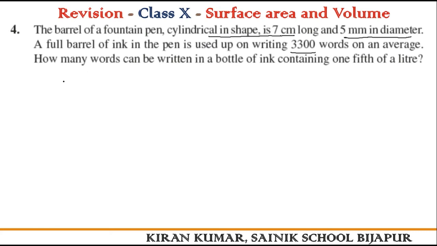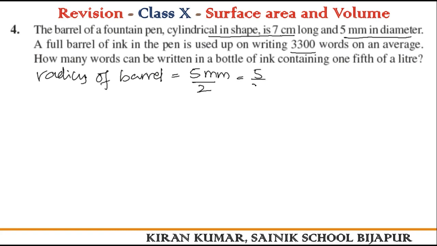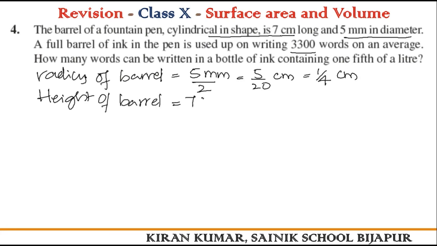Here, radius of the barrel is 5 mm by 2 because it's a diameter. So we get it as 5 by 20 centimeter. I have converted millimeter to centimeter. This will be 1/4 centimeter. Height of barrel is 7 centimeter.